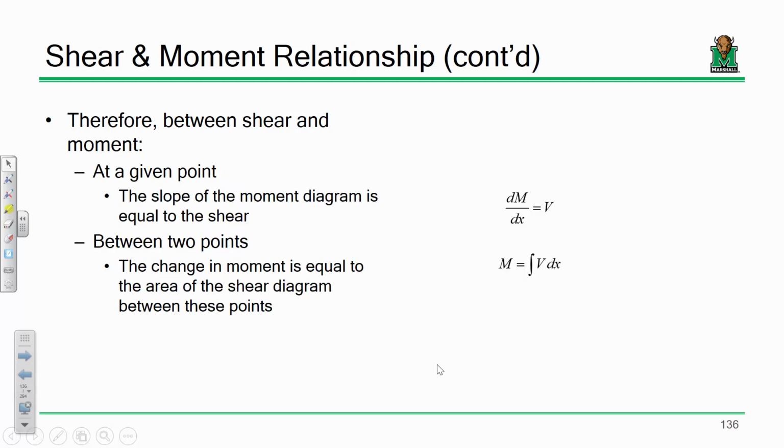Between shear and moment, what's going to happen is this. We're going to have a shear diagram, and then we're going to need to plot the moment diagram. Well, it's going to be pretty straightforward. The value on the shear diagram is going to equal the slope on the moment diagram. Again, it goes from derivatives. Then as for changes in moment, if you want to determine the change in moment between point A and point B, just integrate the shear diagram between point A and point B.